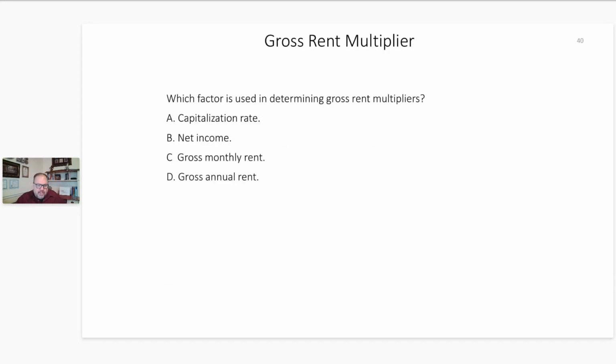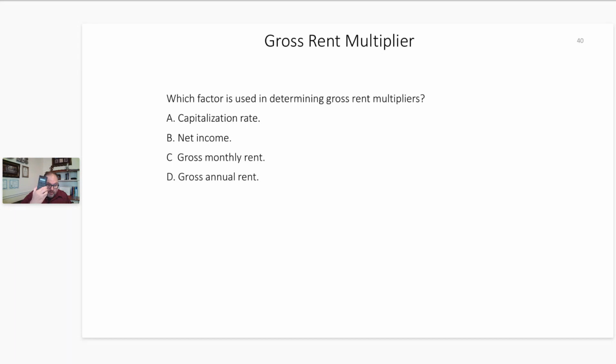The first one is in theory. Which factor is used in determining the gross rent multiplier? What do you think? Which factor is used in determining the gross rent multiplier? Right, we talked about it. The factor we're going to use is monthly rent, the gross monthly rent. Okay, good.